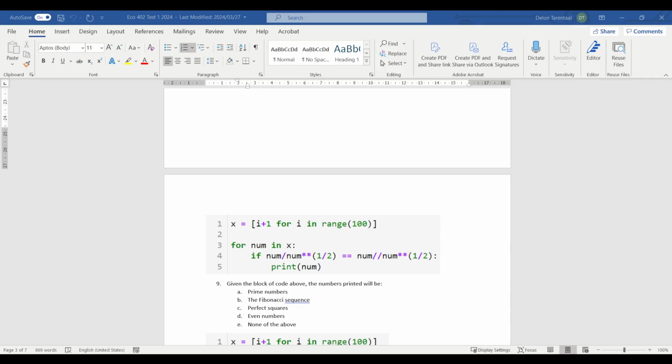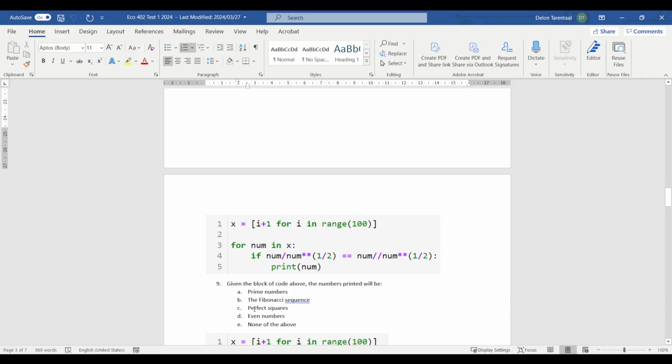Fibonacci sequence is also out of the equation. No, not yet. No, it is. Yeah, 1 plus 1 is 2. So Fibonacci sequence is out, even numbers is out, so we're left with prime numbers, perfect squares, and none of the above. Then we go on to 3. 3 divided by square root of 3 does not equal 3 integer division square root of 3. Then we have 4 true, 5 false, 6 false, 7 false, 8 false, 9 true. So the three numbers are all perfect squares. So by then you could probably just say perfect squares.